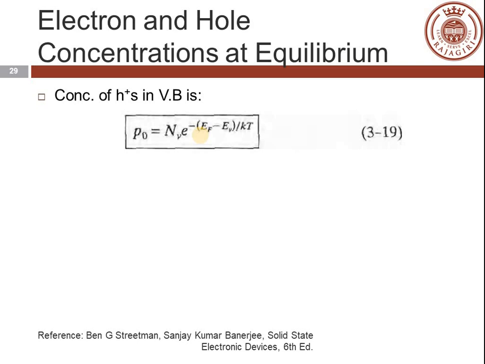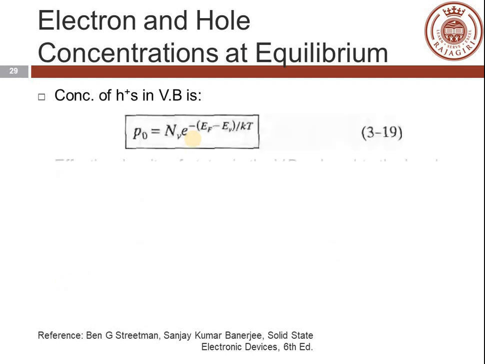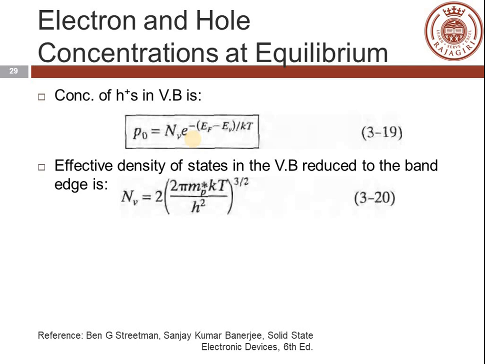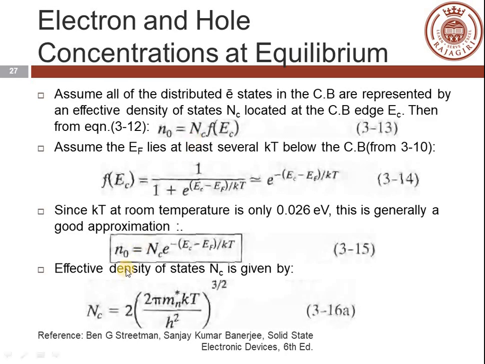So compare the equations for n0 and p0. For n0, it was n0 equal to Nc into e to the power minus Ec minus EF divided by kT. For p0, it is Nv into e to the power minus EF minus Ev divided by kT. Similarly, the effective density of states in the valence band is given by Nv equal to 2 into 2 pi mp asterisk kT by h square whole raised to 3 by 2. Compare its expression with Nc. For Nc, it was mn asterisk. For Nv, it is mp asterisk.